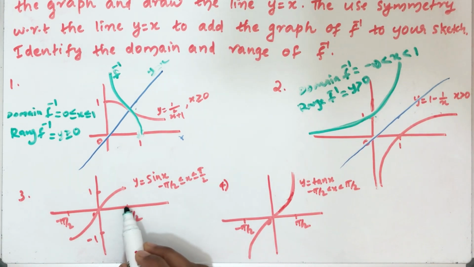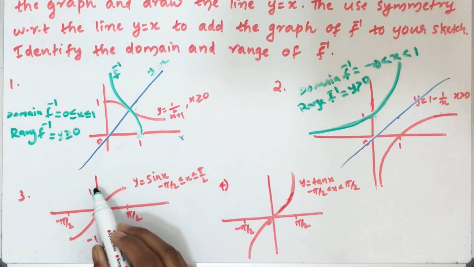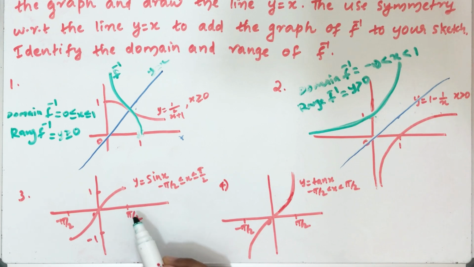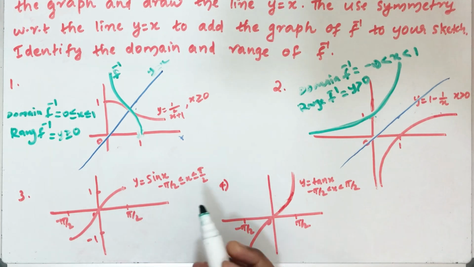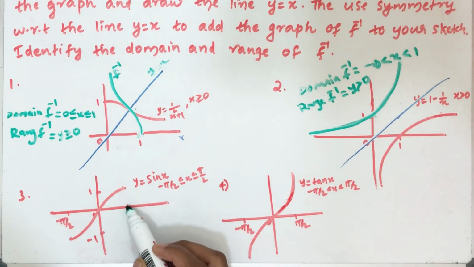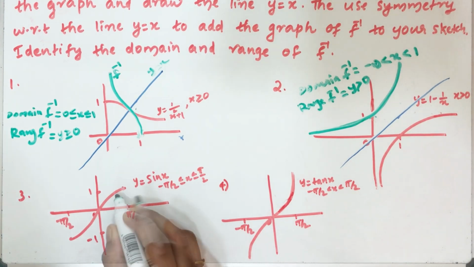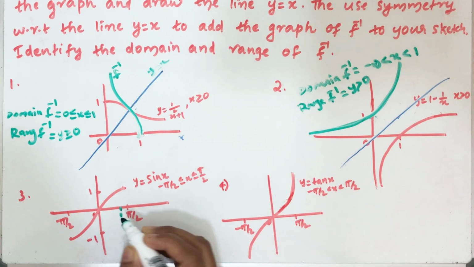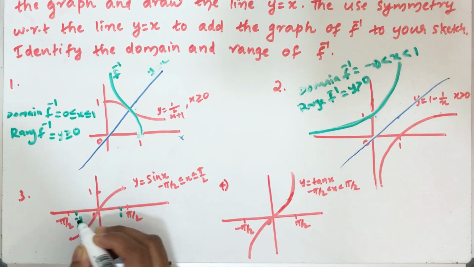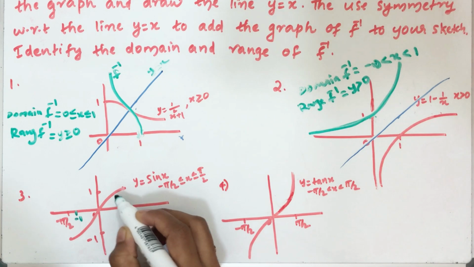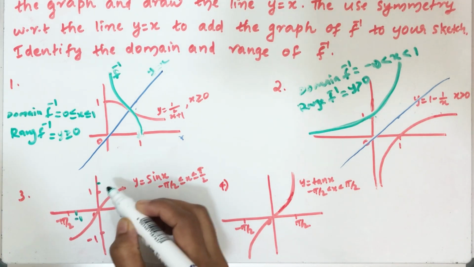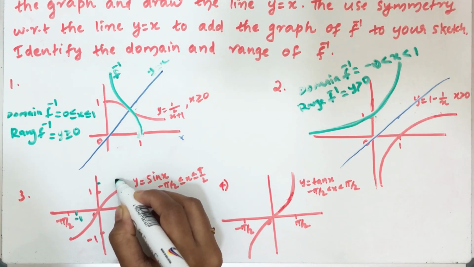Here the points given are pi by 2, 1 and minus pi by 2, minus 1. You know pi equal to 3.14, therefore pi by 2 is 3.14 divided by 2. Here the point is pi by 2, 1. So in f inverse it will become 1, pi by 2. We can mark 1 almost here, and minus 1. So 1, pi by 2 is somewhere here.